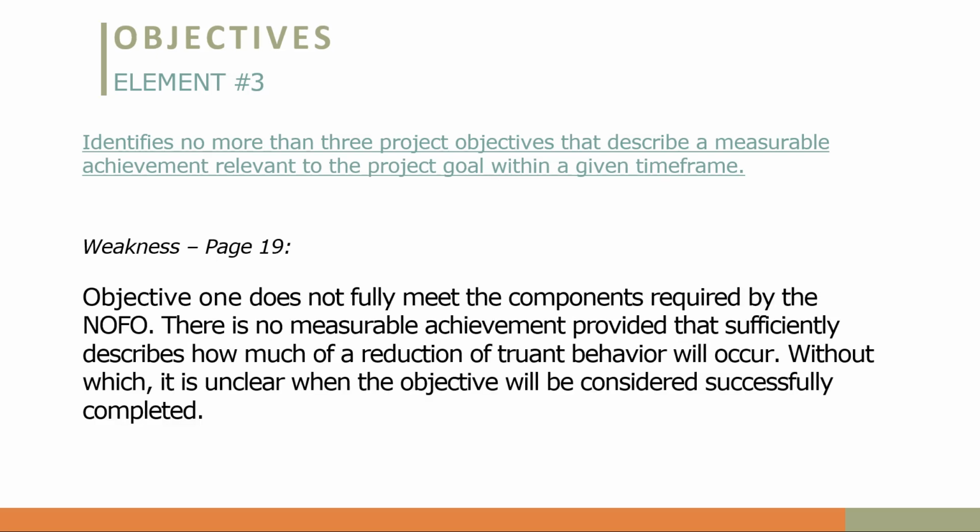A better way to respond to element 3 is, objective 1 does not fully meet the components required by the NOFO. There is no measurable achievement provided that sufficiently describes how much of a reduction of truant behavior will occur, without which it is unclear when the objective will be considered successfully completed. Here you can see there are several words of analysis, as well as a specific example.